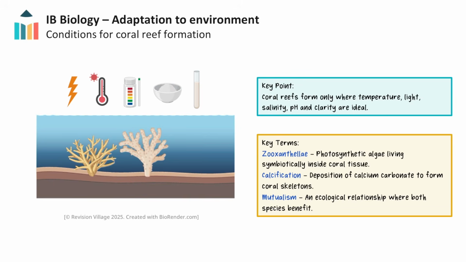Sediment, pollution, or excess nutrients reduce clarity and can smother coral polyps, preventing photosynthesis and growth.